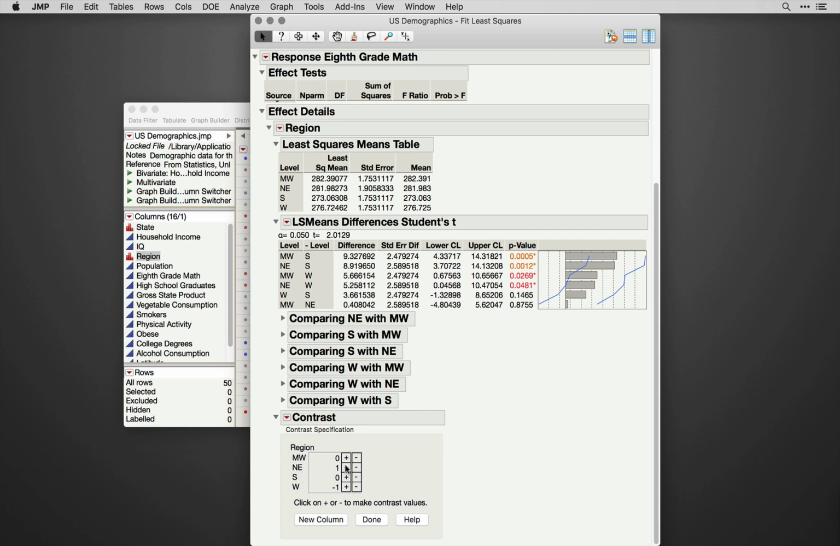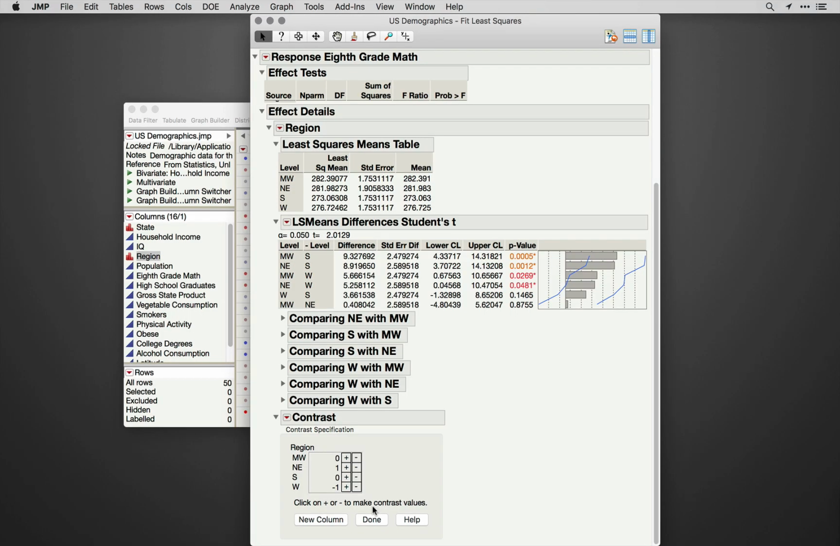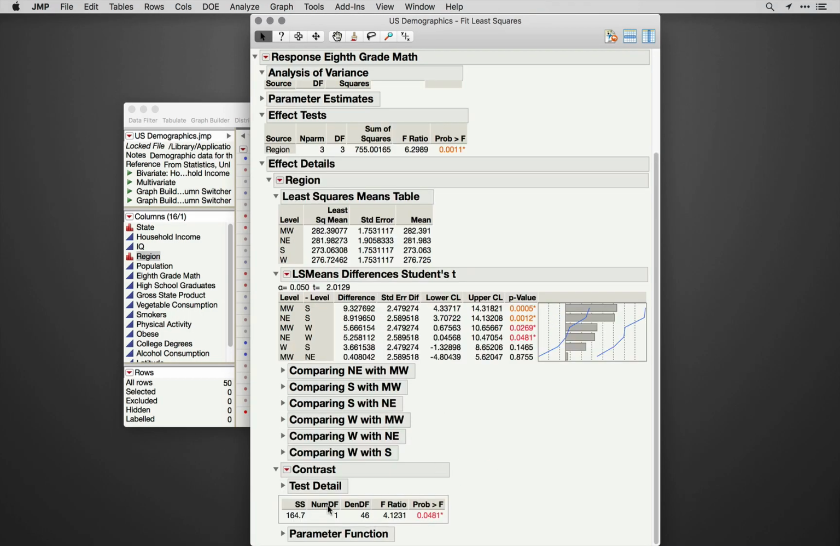So with this contrast I'm basically defining a little detector. Where do I want to detect differences? And the magnitude of the difference is defined by the linear combination of the weights applied against the means. So watch what happens when I click done. JMP's going to produce a little test report here. We have sums of squares. We'll talk about where those come from. Degrees of freedom. We can talk about where those come from in a second too. An F ratio and a p-value.